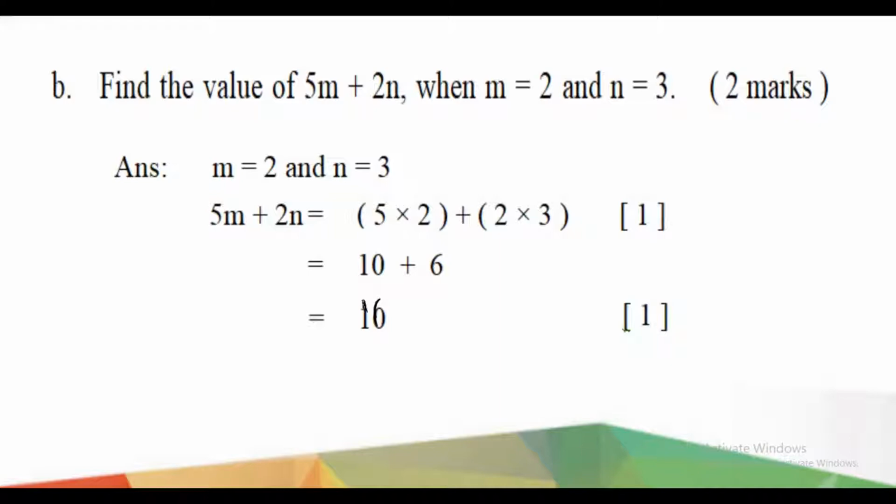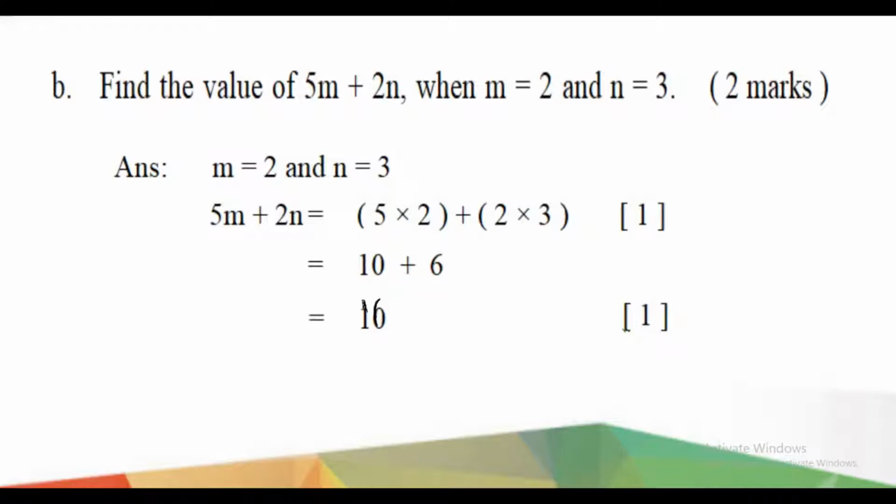When m is equal to 2 and n is equal to 3, we can find the value of 5m plus 2n as follows. 5 times 2 plus 2 times 3. We just substitute the values of m and n in the given algebraic expression. 5 times 2 plus 2 times 3. This substitution step carries 1 mark.